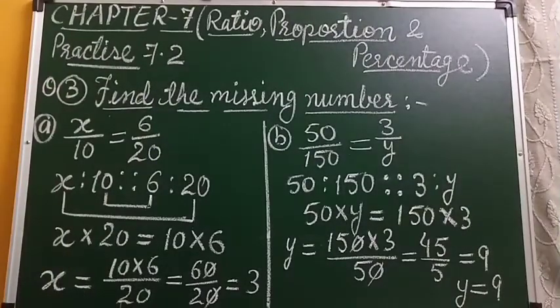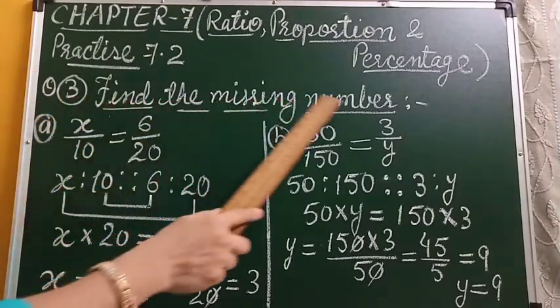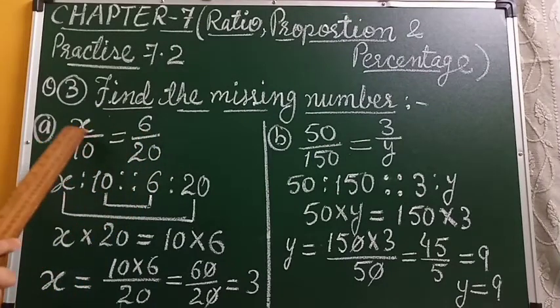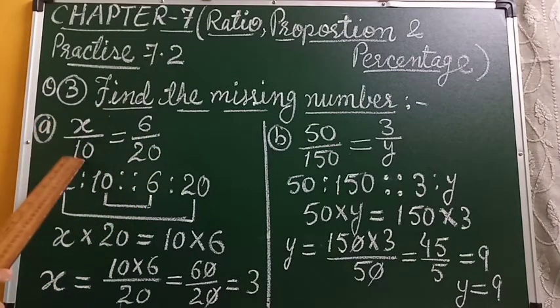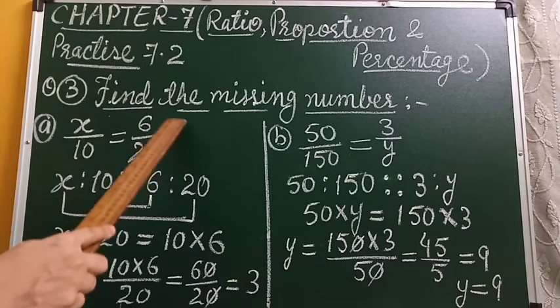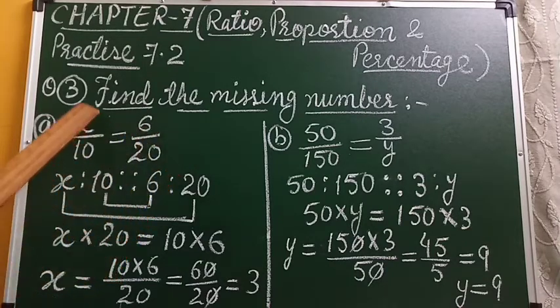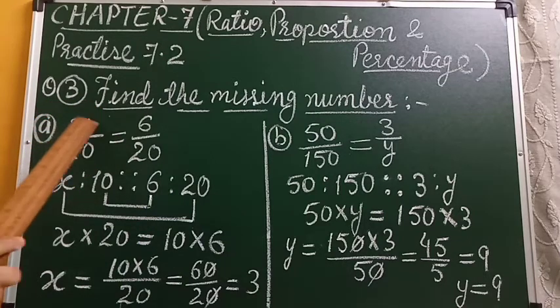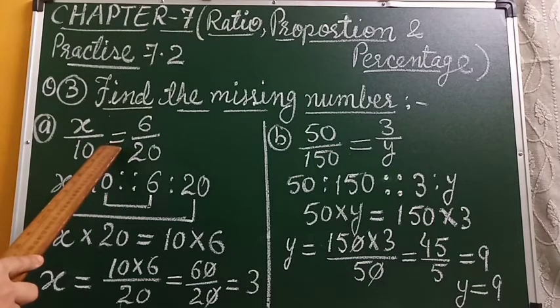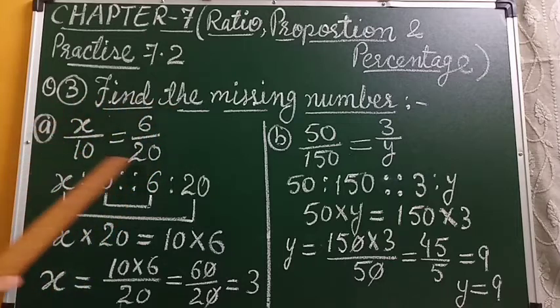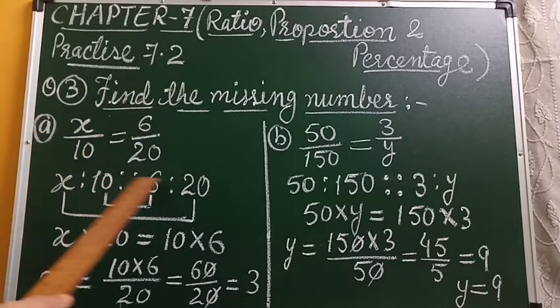So in question number 3 we have to find the missing number. Here 2 fractions are given. In the first fraction the numerator is not given, the denominator is given, and in the second fraction the numerator and denominator are given. So here we have to find the value of x. So you can see these two fractions are equivalent because the equals to sign is given, that means they are equivalent. That means we can represent these two fractions as a proportion.